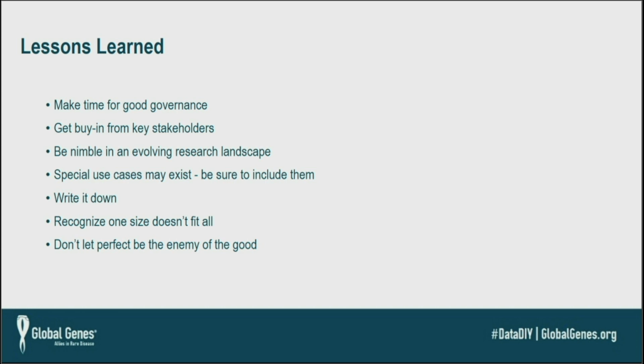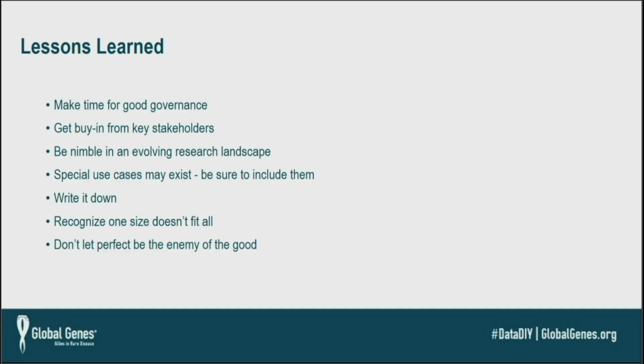I'm going to be short and brief here because we'll have a lot of time for questions. I just keep saying governance is important, but you really need to make time for good governance, and you need to get buy-in from key stakeholders. I think it was Terry that talked about getting buy-in from the board, and getting buy-in from the patient community. You might want to have patient leaders and representatives as part of your review process. You definitely want to, but figure out how it works best for your organization. And you need to be nimble in an evolving research landscape, because it really is changing, and it's changing quickly.